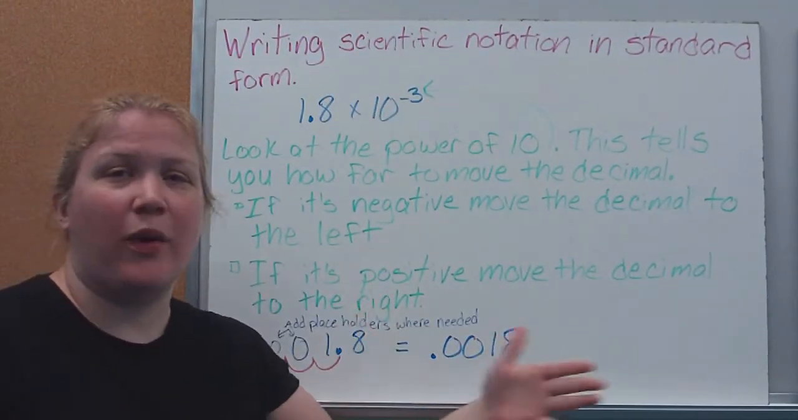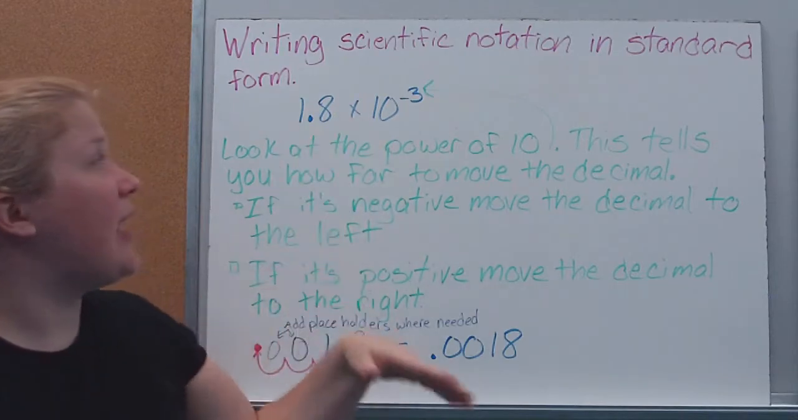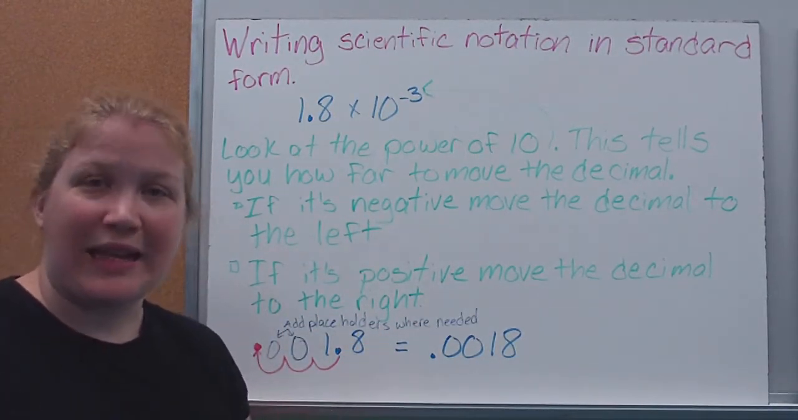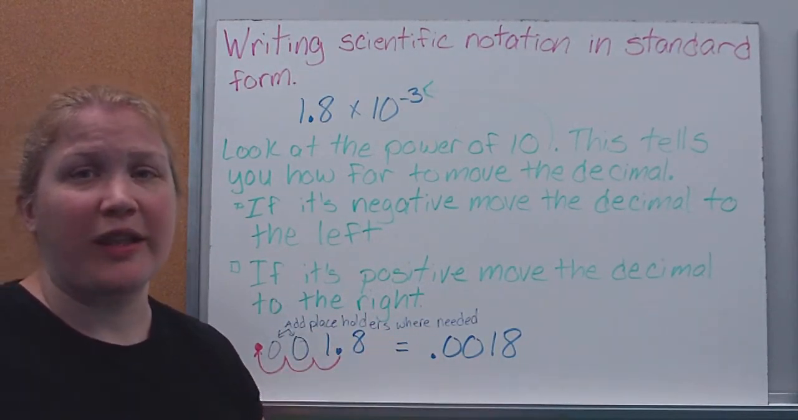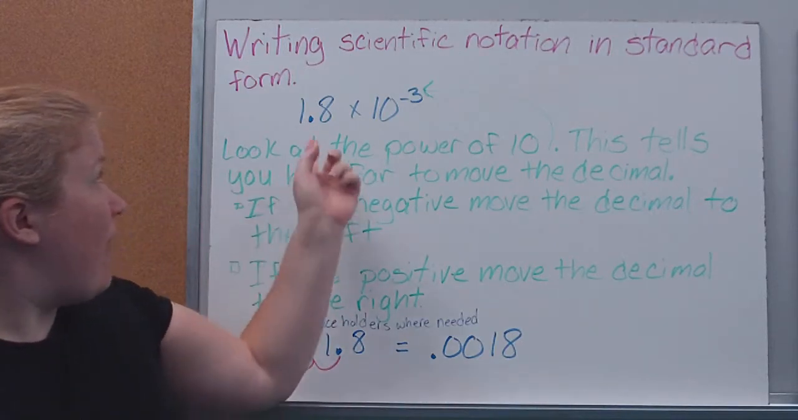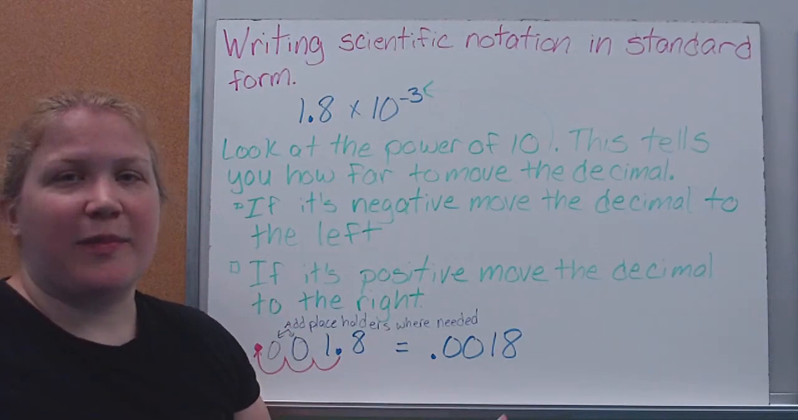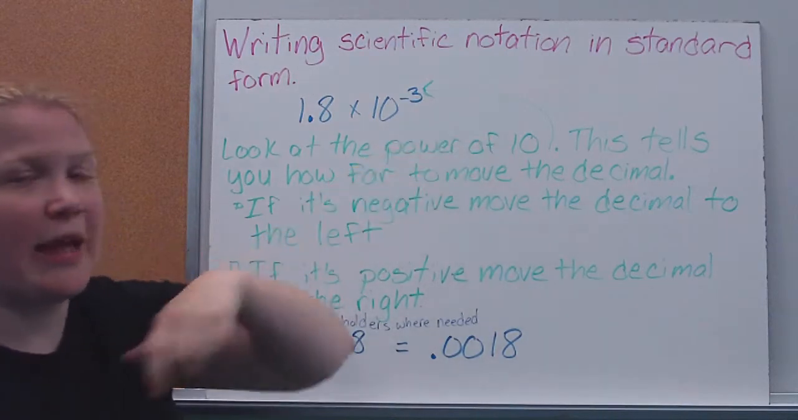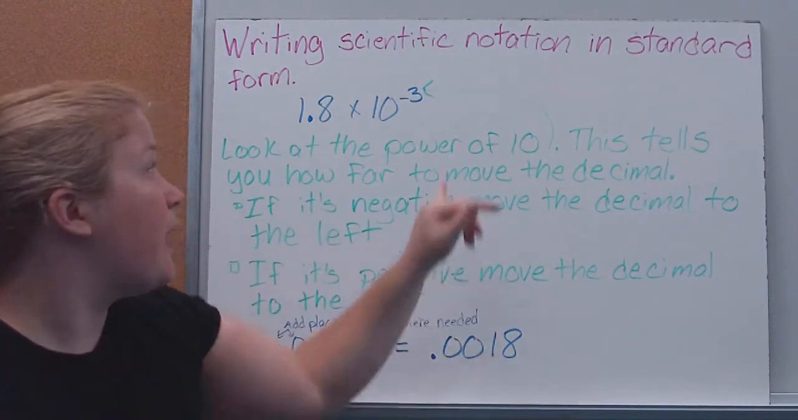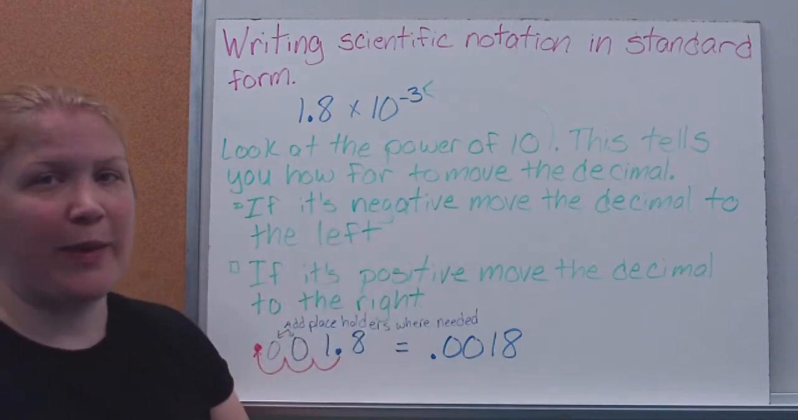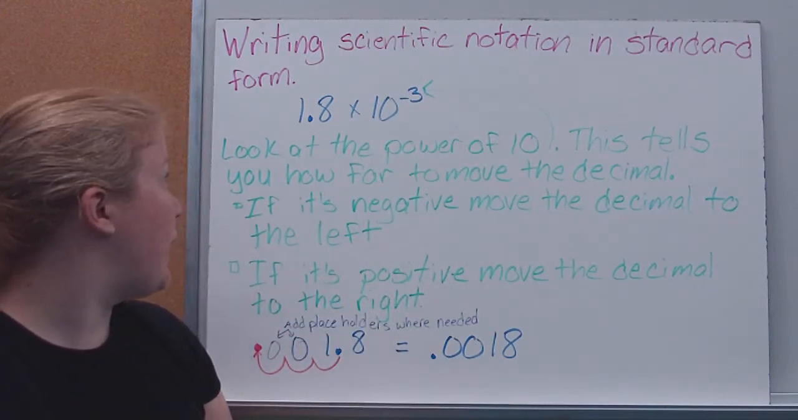Now we're going to look at going in the opposite direction. If I give you the scientific notation, how do we write that in standard form? And standard means I want to write the number out. So I have 1.8 times 10 to the negative third as my example. The negative exponent tells me it's going to become a smaller number. The negative or the positive tells me basically which way I'm going to move my decimal.